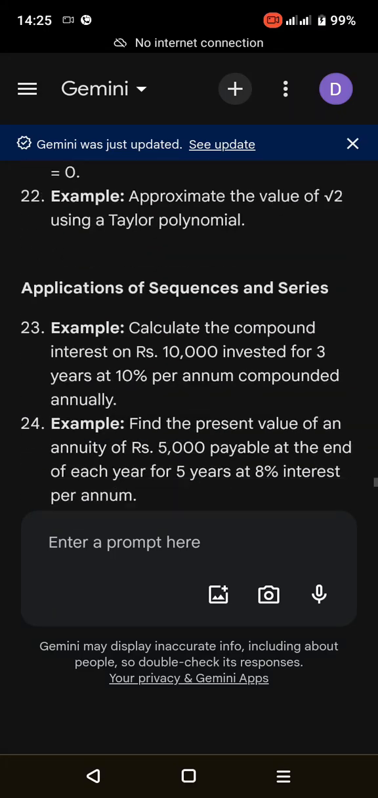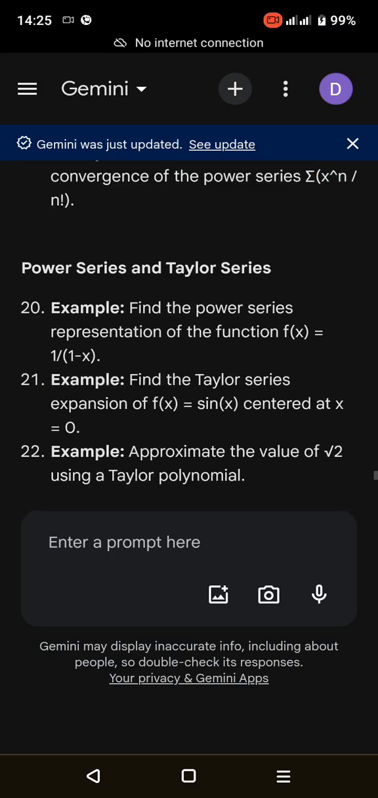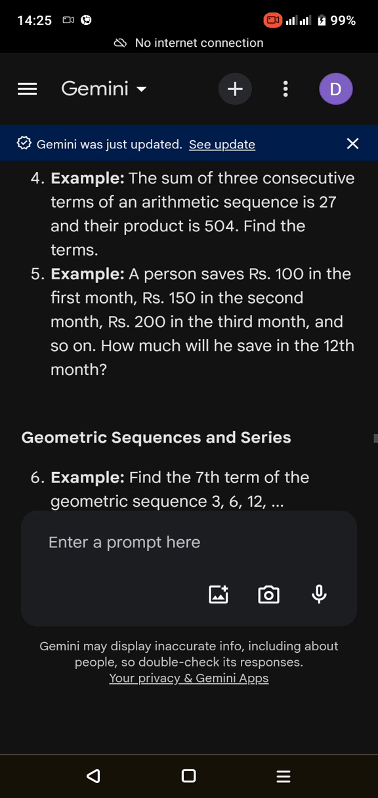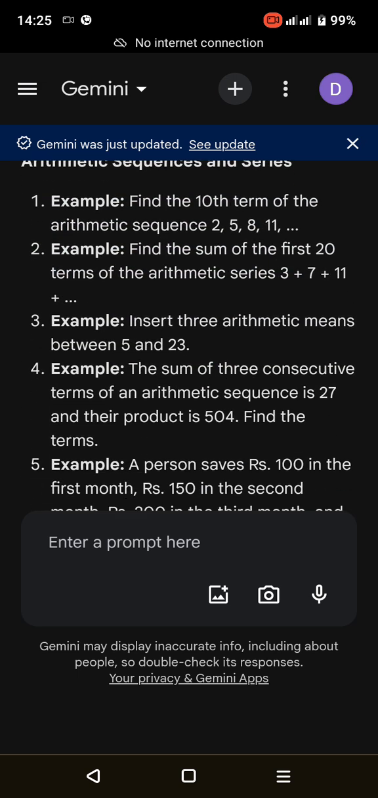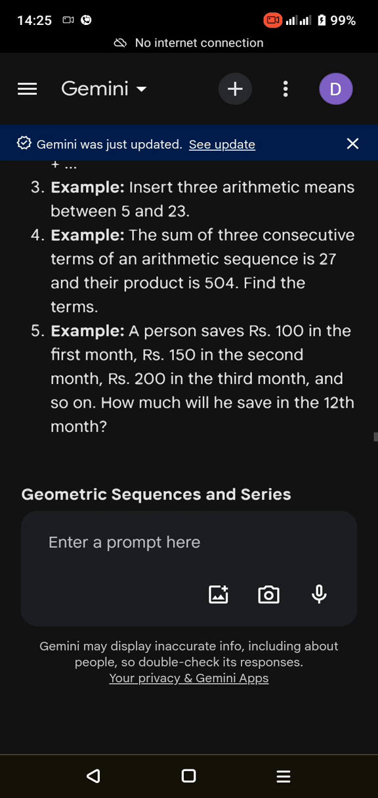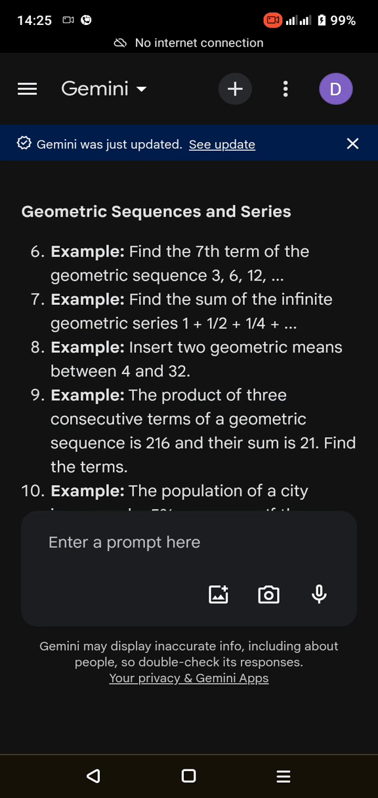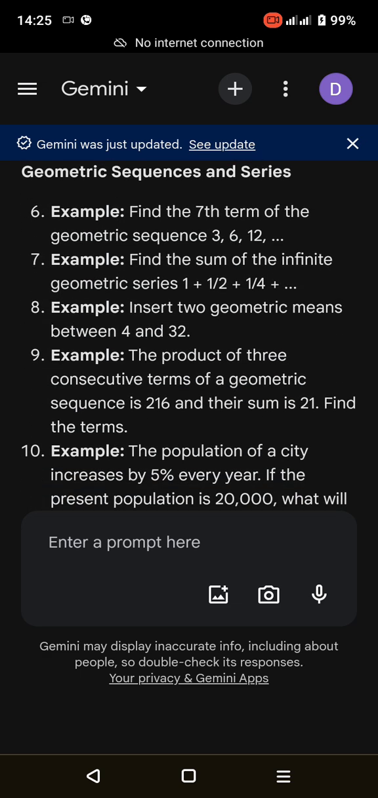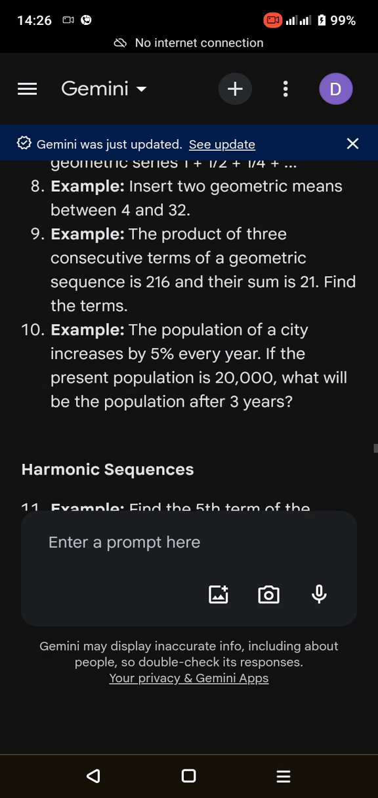37. A telescoping series is a series where most terms cancel out. 38. An alternating series is a series whose terms alternate in sign. 39. The alternating series test can be used to determine the convergence of certain alternating series. 40. The ratio test can be used to determine the convergence or divergence of certain series.